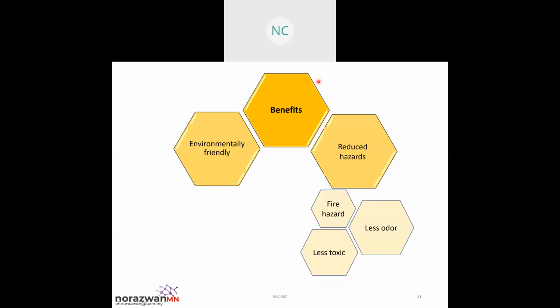These are the benefits. Just like the previous one, it will help reduce the hazards, actually the fire hazard, toxicity, and also the odor.